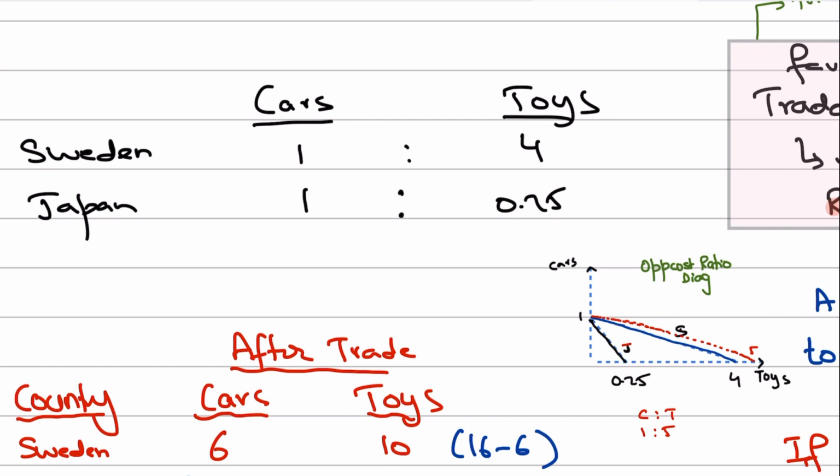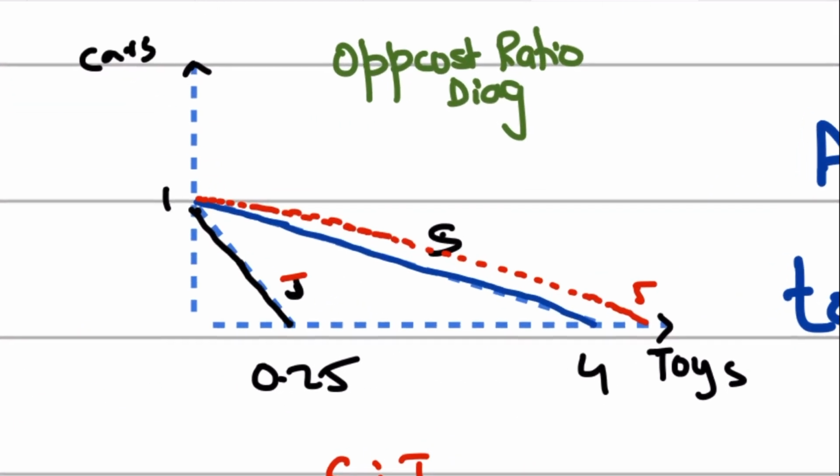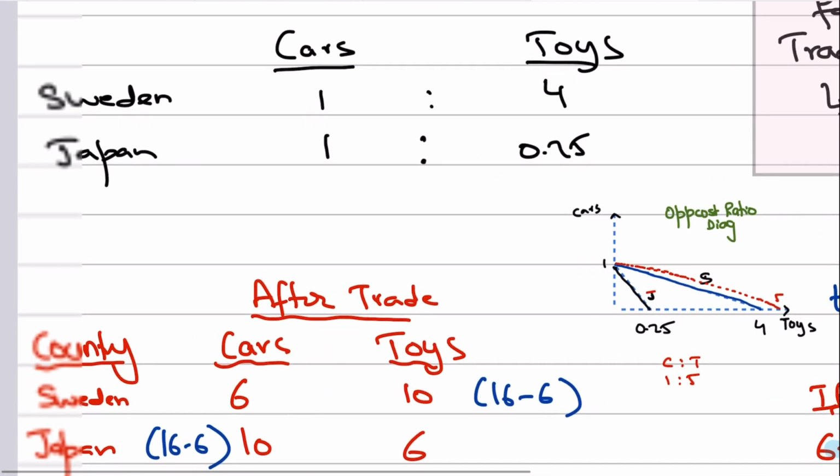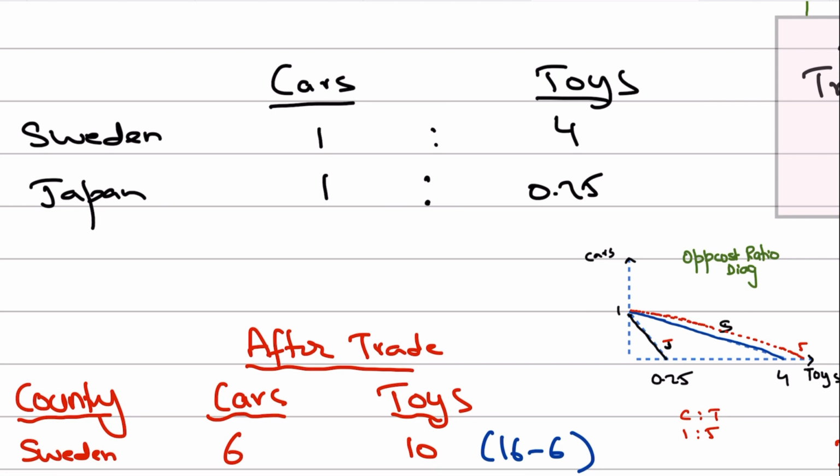Now let's see how the exchange ratio 1:5 would not be beneficial for, let's say, Sweden. What's going to happen if trade takes place at this ratio? Let's say the ratio is not between the opportunity cost ratio and the ratio is 1 is to 5. Then in this case, Sweden is importing one car, but it is now exporting 5 toys. It's sacrificing 5 toys. And Sweden was better off not trading with Japan in this case, because it could have made the car itself by sacrificing 4 toys.